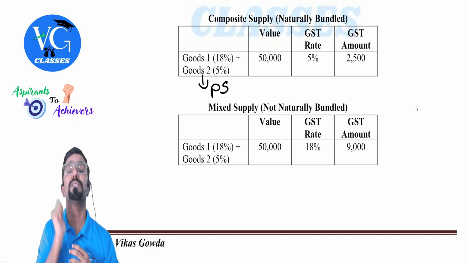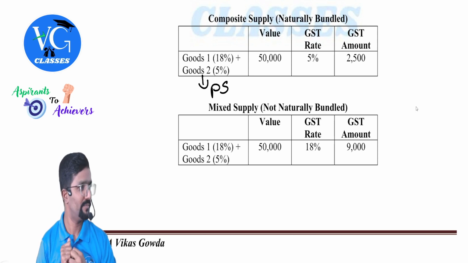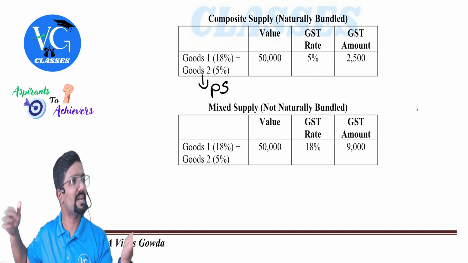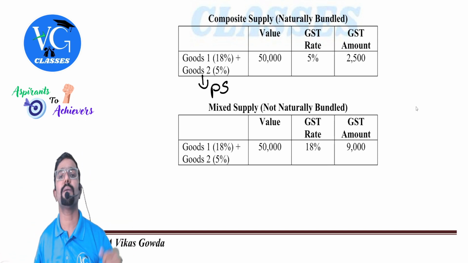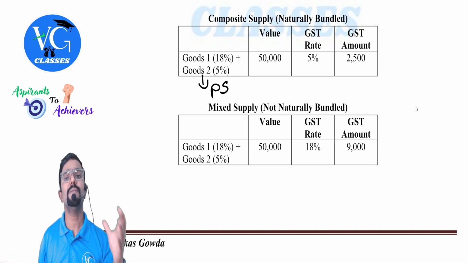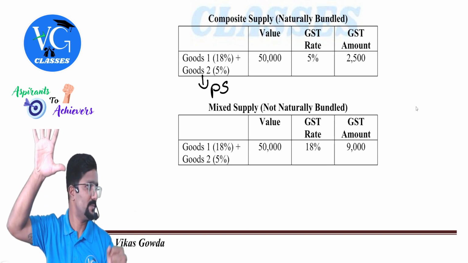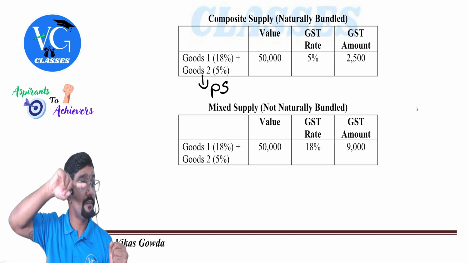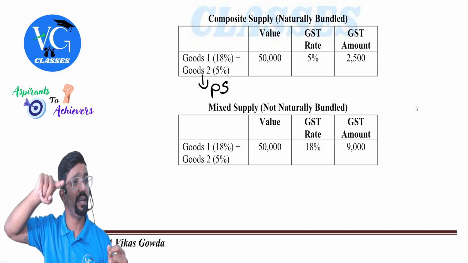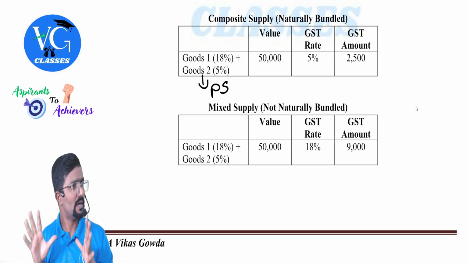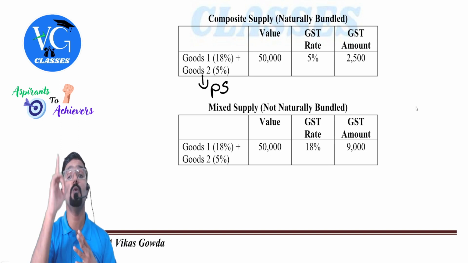Yes. What is the principal supply in that? TV. Correct. Because of the TV, other things are getting supplied. So the principal supply is TV. Whatever rate is applicable for the TV will be applicable for the entire 50,000. But is the 50,000 charged only for the TV? No, TV along with warranty and other items. Clear? Yes. Now one more clarity.